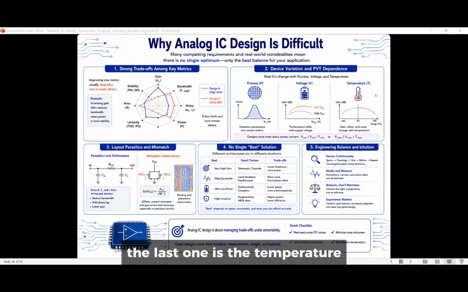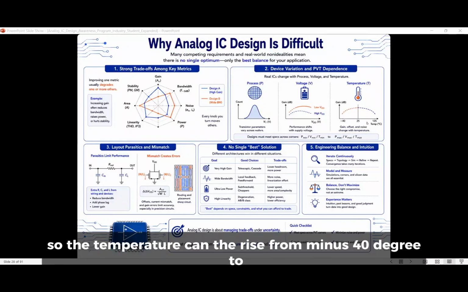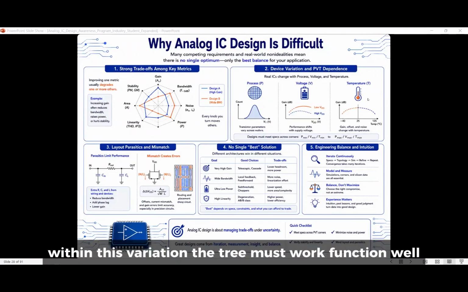The last one is the temperature. This is a very common variation during our usage. For example, for some specific usage, the temperature can vary from minus 40 degrees to 125. So it's a large variation actually. So we must make sure that within this variation, the chip must function well.